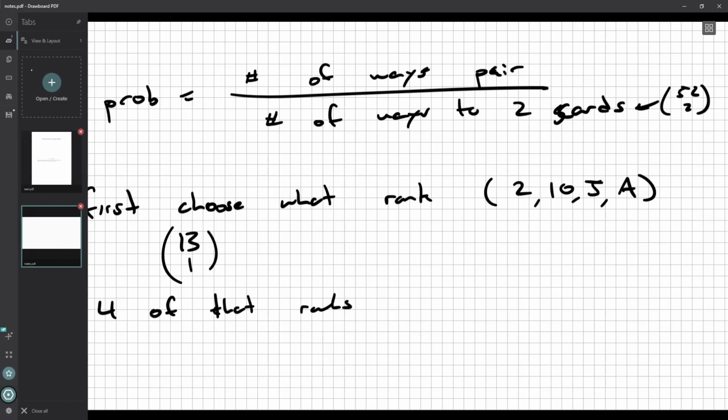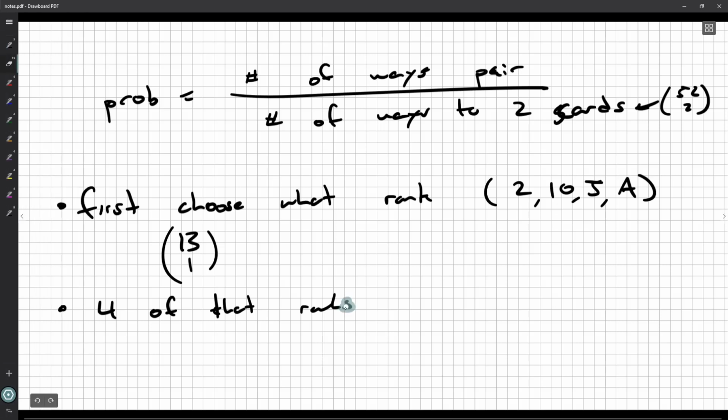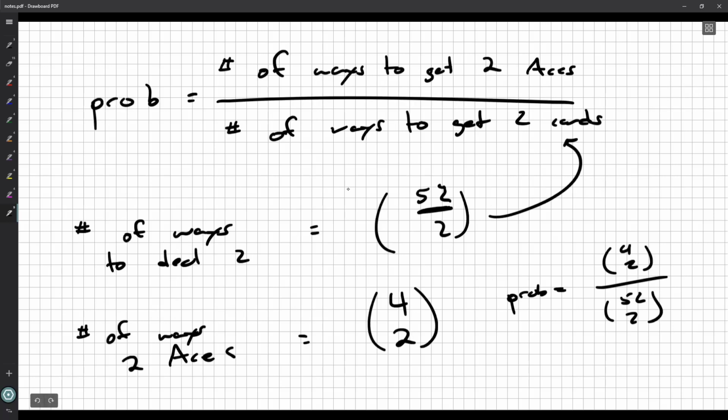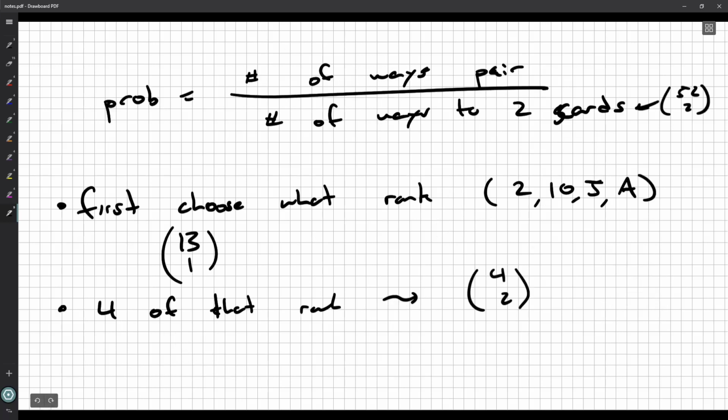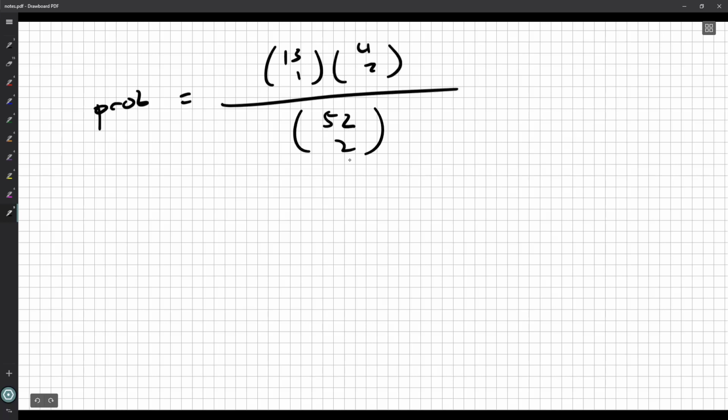So just like with the aces, I will take those 4 cards and choose 2 of them. Do I get the 7 of spades and the 7 of hearts, or do I get the 7 of clubs and the 7 of hearts? We didn't have the 13 choose 1 in the first one because we already knew we were getting aces. But here we might be getting queens. So multiplying those together, that becomes my new numerator. And there we go.